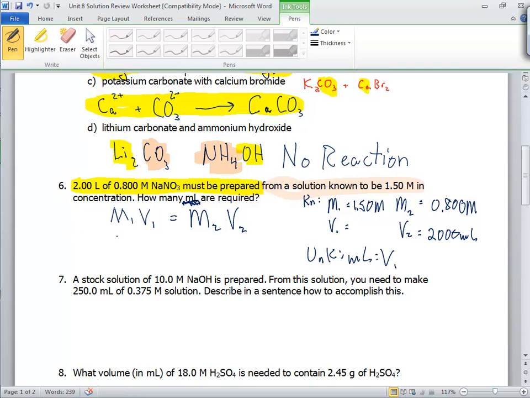M1 is 1.50 molar. V1 is our unknown. M2 is 0.0800 molar. And V2 is the size of our volumetric flask, and I'm using 2,000 milliliters so that I have the right unit when I come out. So if I solve this for V1, I'm going to have the right answer.